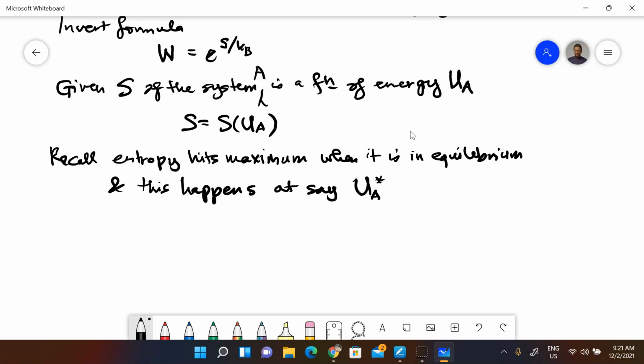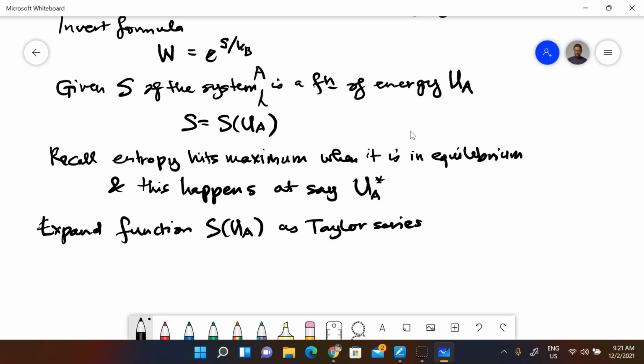So now what we want to do is to be able to expand this function as a Taylor series. And usually we need to define about which point. So we expand about where the entropy is the maximum. So that means about UA star.